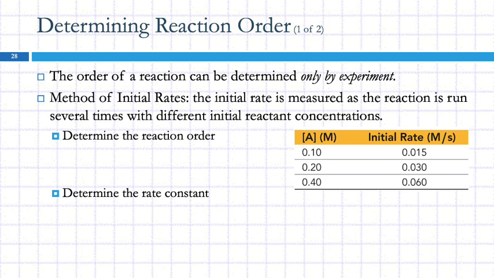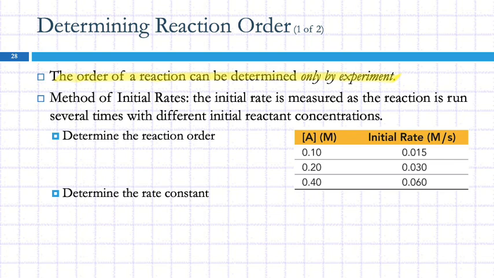So how do we determine the reaction order? This is important. The order of a reaction can be determined only by experiment. You can't look at the chemical equation and say, oh, this is what it is. You can only do it by experiment. Okay, so we can determine this by experiment. And one way to do this is called the method of initial rates. And we're going to do an experiment, not next week, but the following week, where we're going to use this method, the method of initial rates.